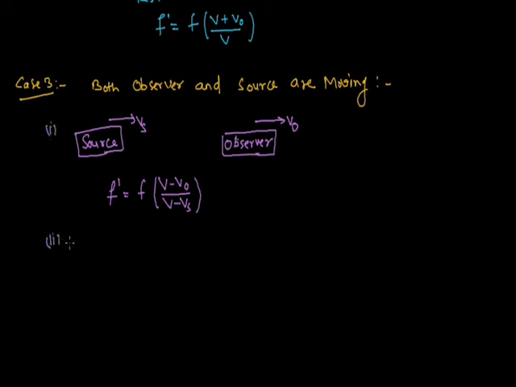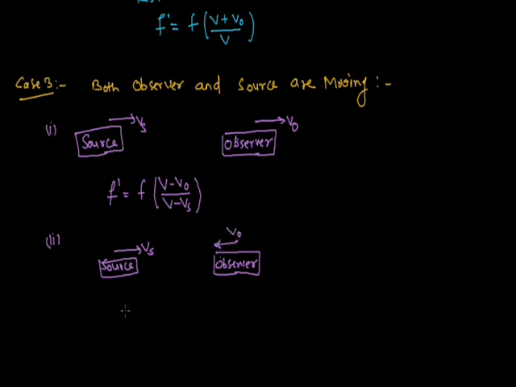Now the second one is, suppose the source is moving towards the observer and the observer is also moving towards the source with velocity v naught. Then the frequency received by the observer will be f into v plus v naught upon v minus vs. That is the second condition.